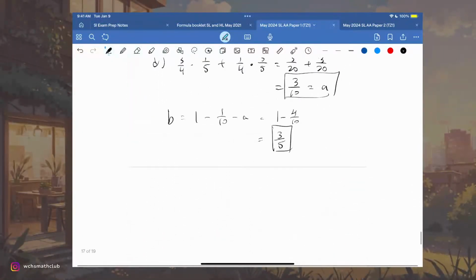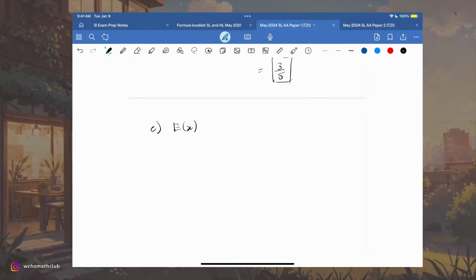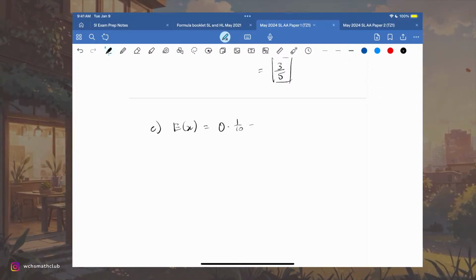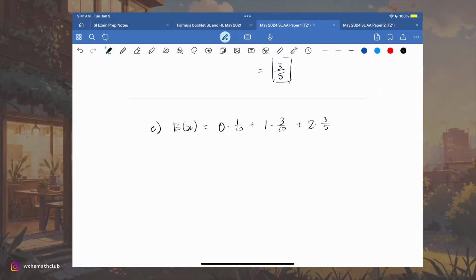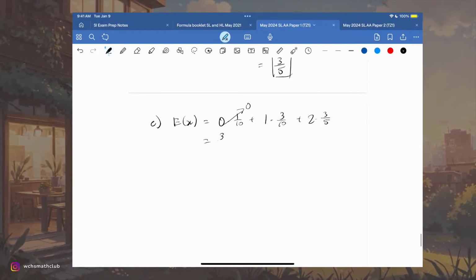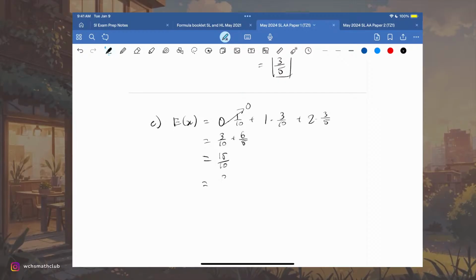Great. So we're on part E. What we want to do is write the expected value of x. Always communicate what you're solving for. So here I write E and then in brackets x equals 0 times 1 over 10 plus 1 times 3 over 10 plus 2 times 3 over 5. And then now we can just simplify this. This turns to 0, and then what we're left with is 3 over 10 plus 6 over 5. This equals 15 over 10, or we can simplify this down to 3 over 2. And that's our final answer.